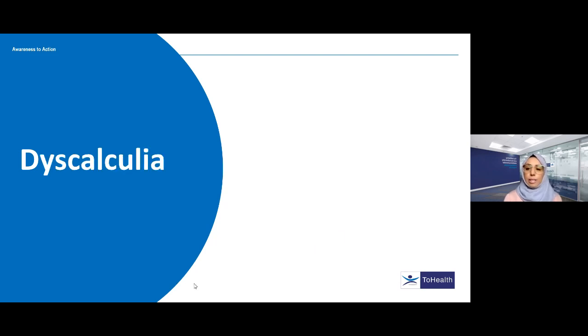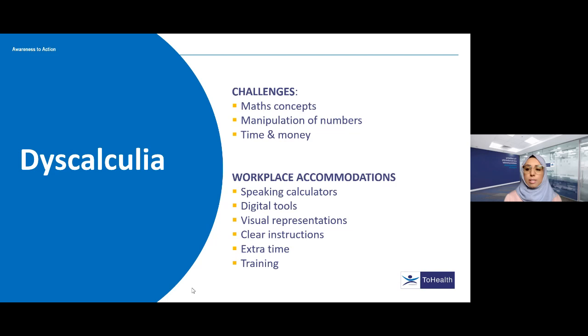Now, dyscalculia impacts a person's ability to understand and manipulate numbers, as well as understanding maths concepts, and difficulties with timekeeping and understanding money. Some workplace adjustments that can help you in the workplace include speaking calculators. So these are calculators that read out the numbers as well as the operations. Any digital tools, so for example, measuring tools to help you measure spaces.